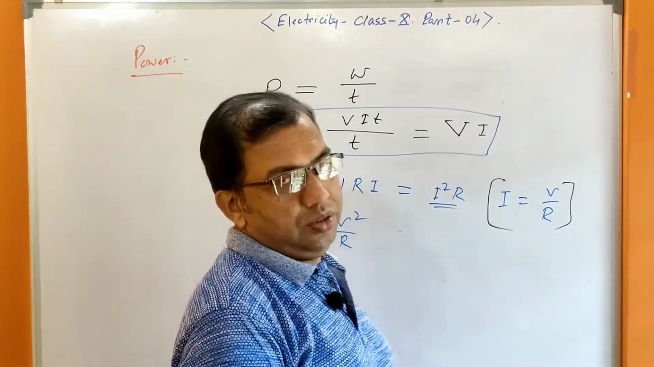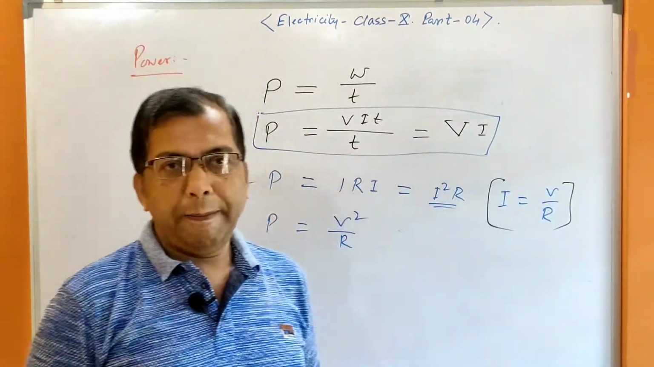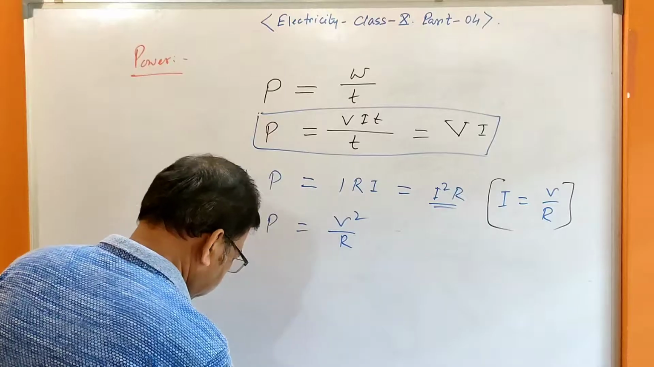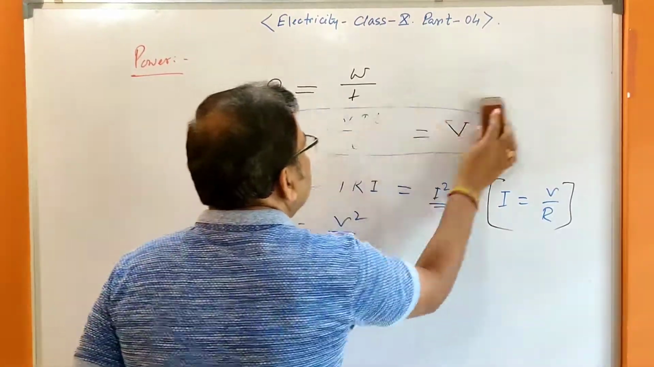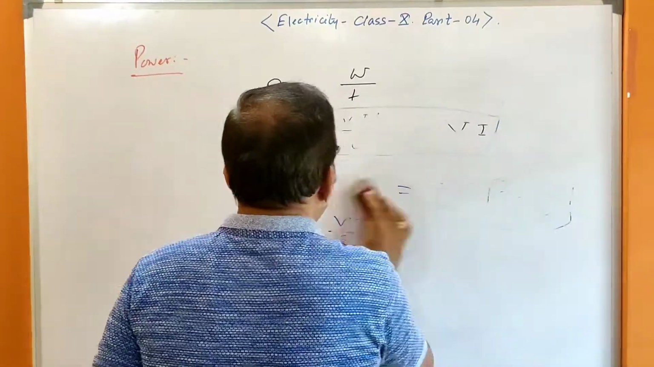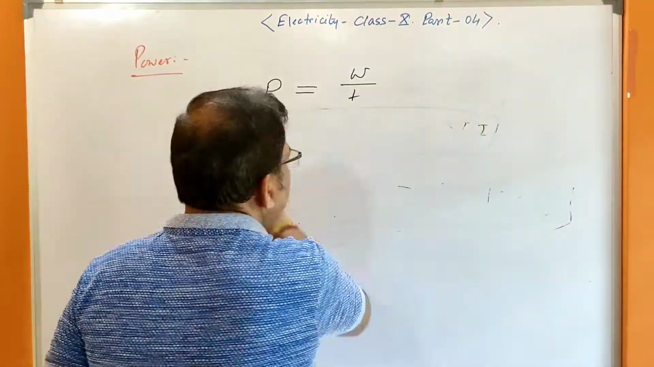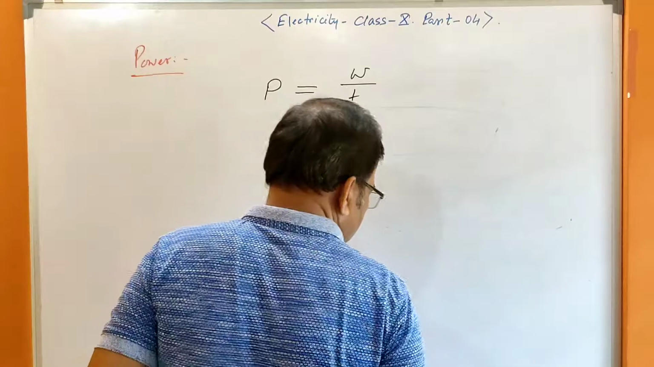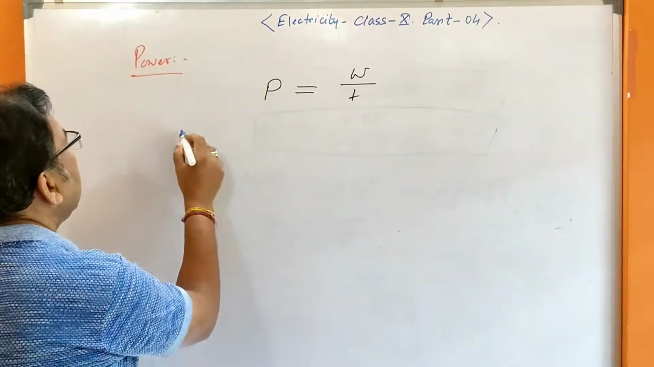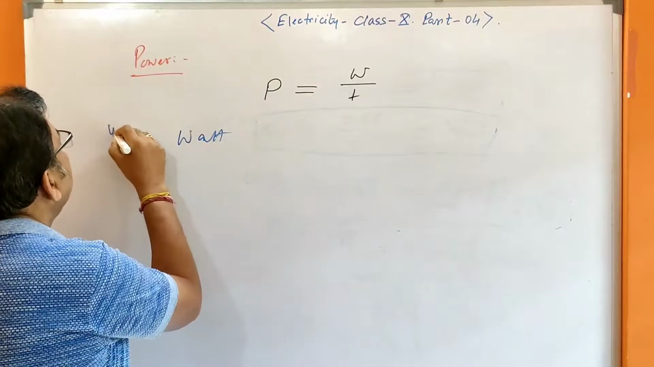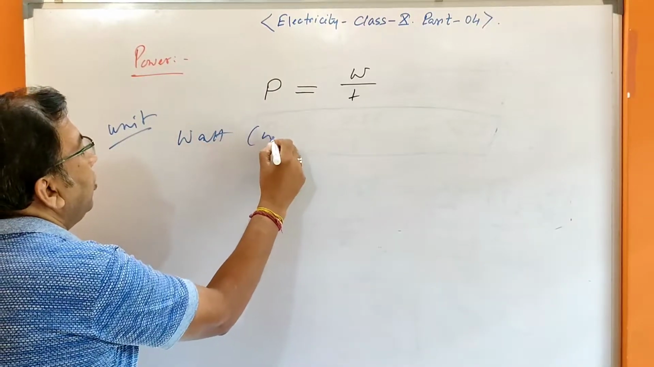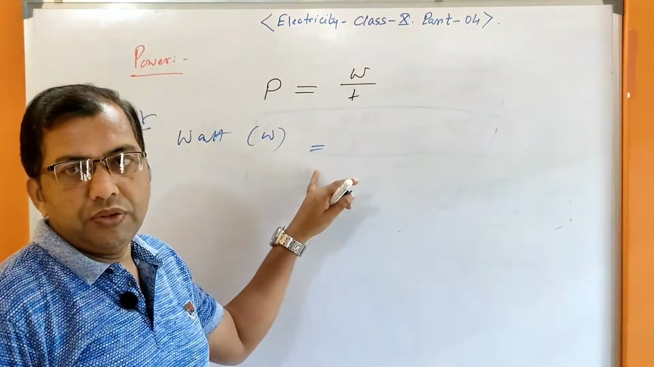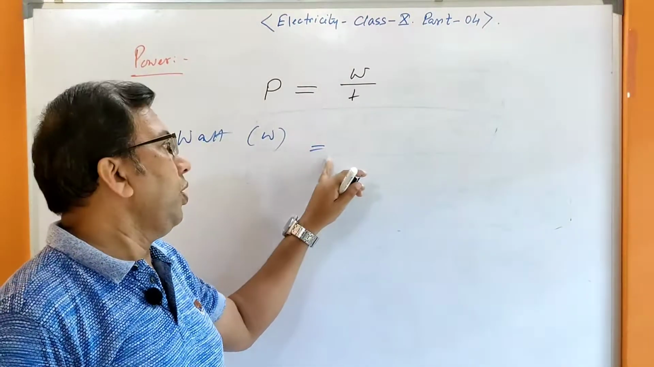Now, what is the unit of power? The unit of power is watt. How? Energy consumed, V square by R, VI, W by T, whatever relation you take, the unit comes out as watt, W. What does watt mean? Watt means volt into ampere.